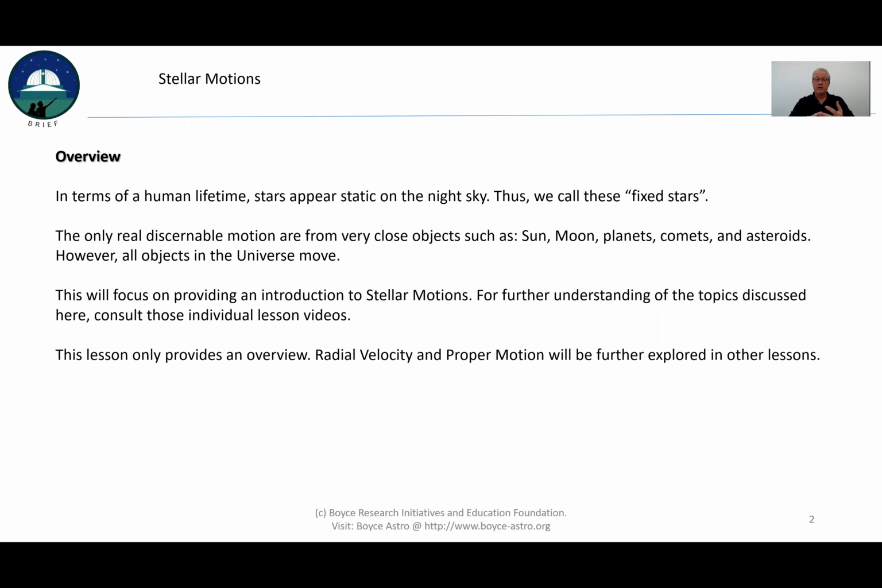The sun, the moon, the planets, comets, asteroids, those all move. We see them because they're so close to us. But the stars are so distant, we don't see the motions over the course of our lifetime, for the most part. There are a few stars that break that exception. However, they do move, and we can measure this movement.